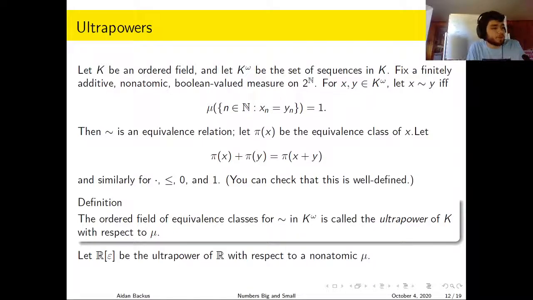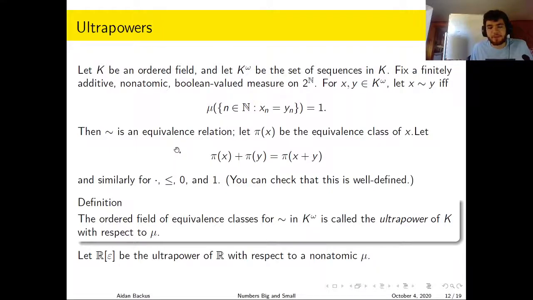So we then do something kind of bold, which is we say, let's just say pi of x plus pi of y equals pi of x plus y. And so you can do similar things for multiplication, order, 0 and 1. And you might worry that this thing right here, pi of x plus pi of y equals pi of x plus y, depends on the choice of representative that we're using here. We start with pi of x and pi of y, and then we take x and y from them. And it turns out it doesn't matter how you go backwards from pi of x to x.